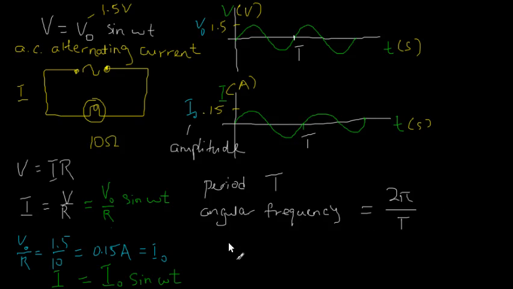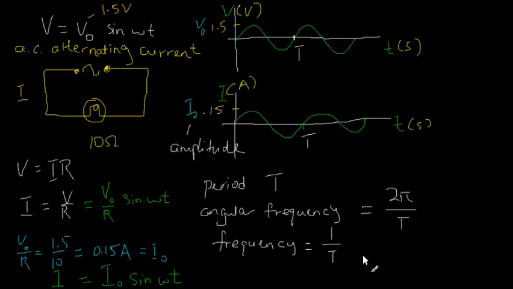Now, we also know that the frequency, as in the number of cycles per second, is related to the period by 1 over T, because there is exactly one cycle in one period. So we have seen all these relations before.